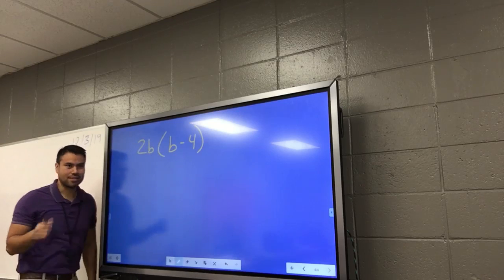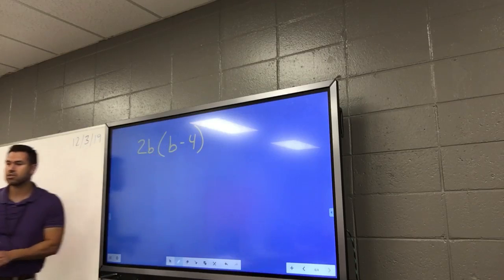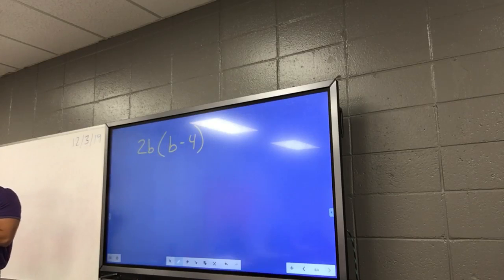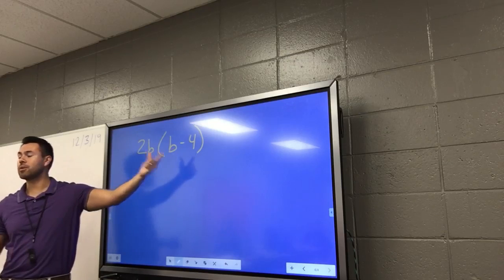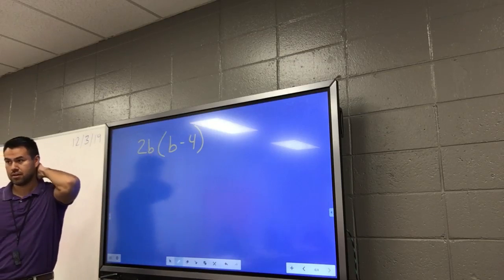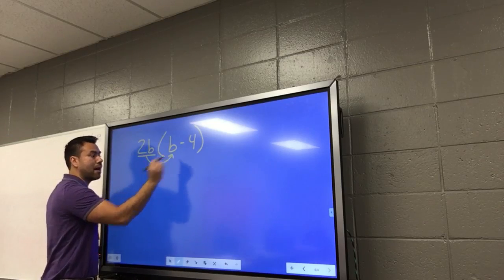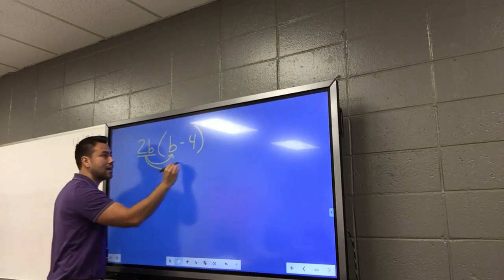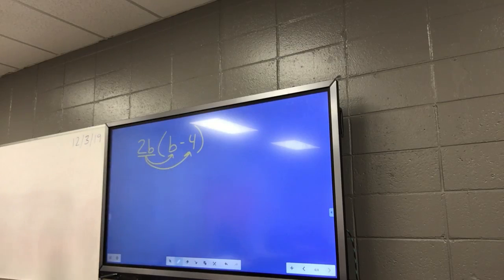What's going on between 2b and b minus 4? What's that operation? Multiplication. But you're multiplying with two terms. So what property must be applied now? Distributive. All right, so I'm going to do 2b times positive b and 2b times negative 4. Did I emphasize the negative? No.